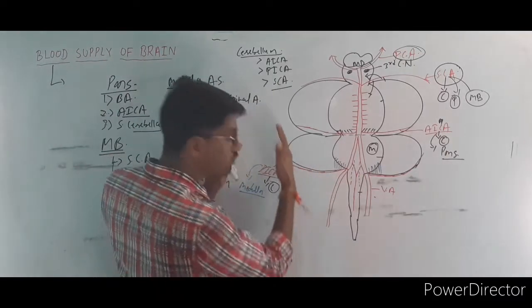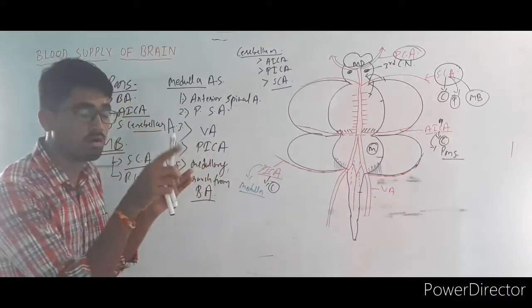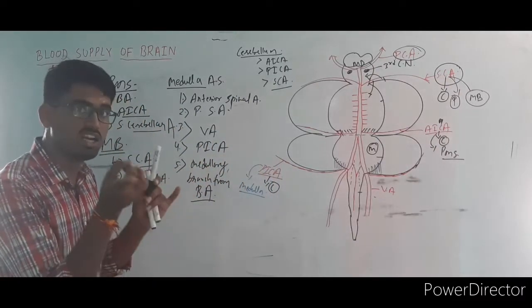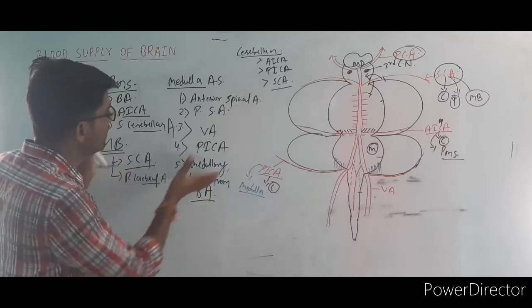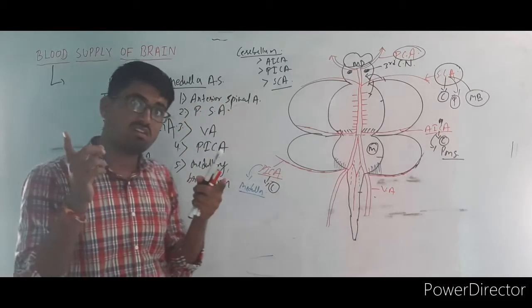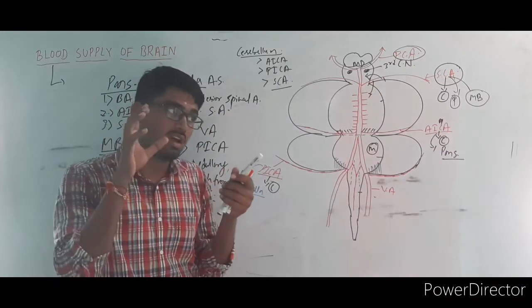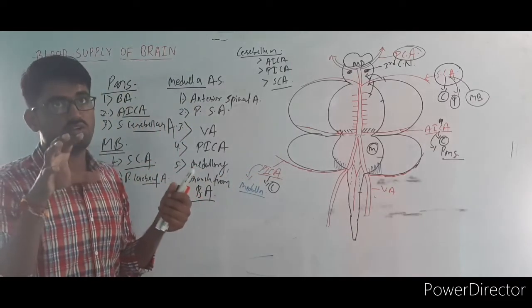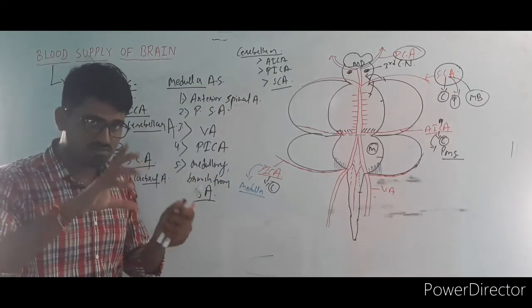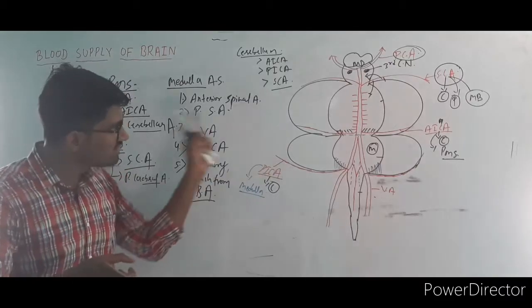If you are going from down to up, you know lateral medullary syndrome. Which artery? See, this is how we are going to see. We are going to discuss that with the circle of Willis. But this thing you should know.